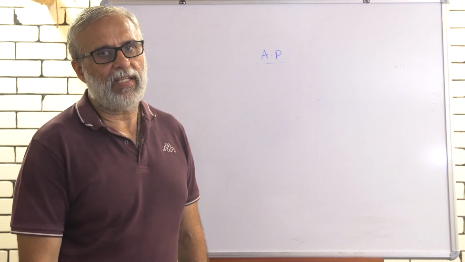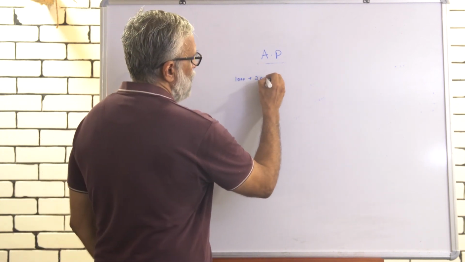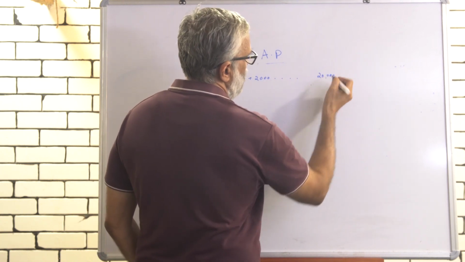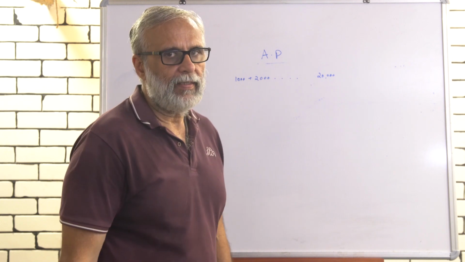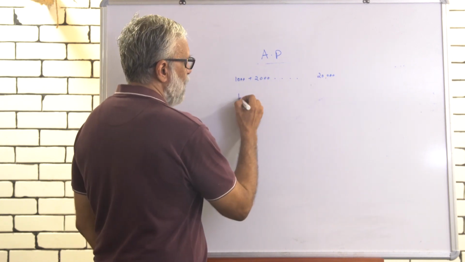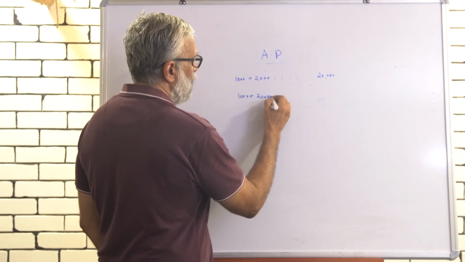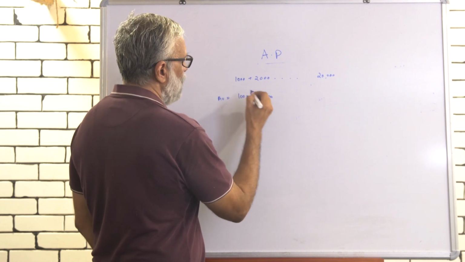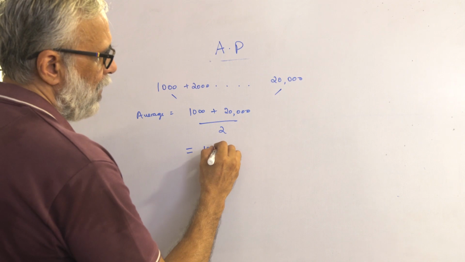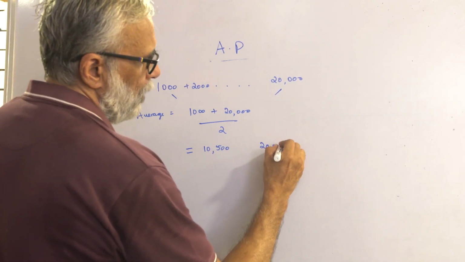This person has saved 1000 rupees, 2000 rupees and so on till his savings is 20,000 rupees before he makes that investment. So the average is nothing but 1000 plus 20,000 divided by 2, which is equal to 10,500. He has saved this over a period of 20 months.